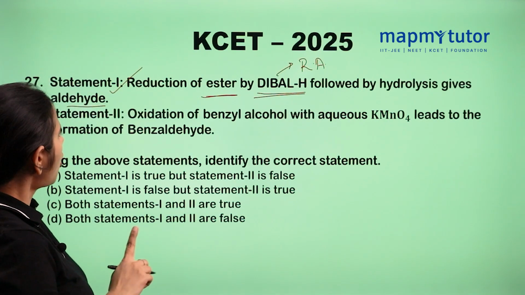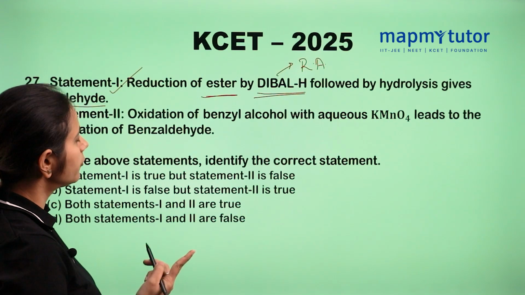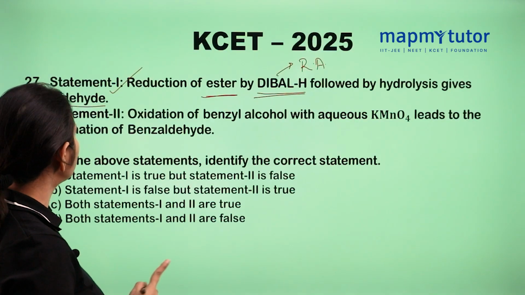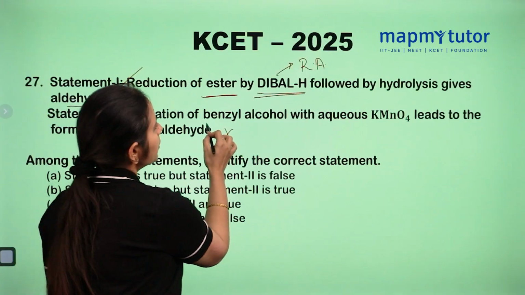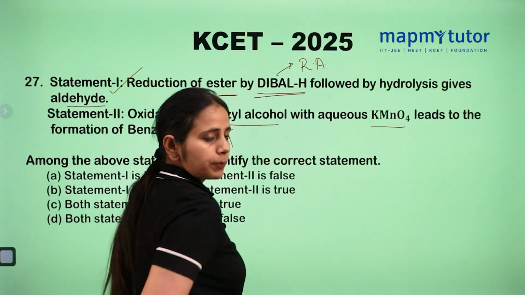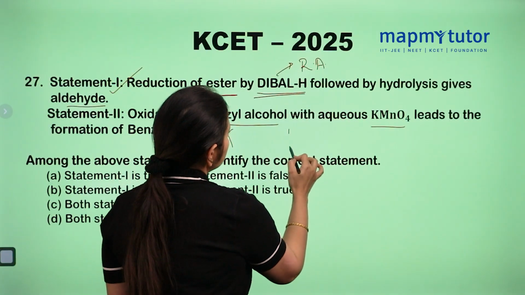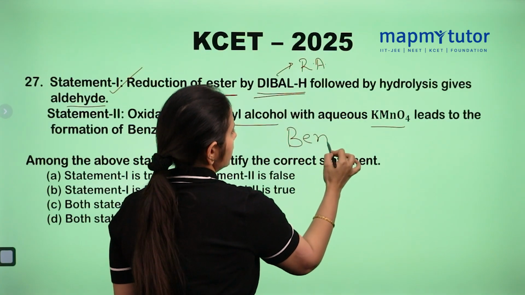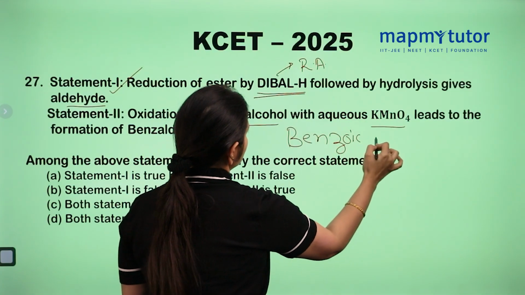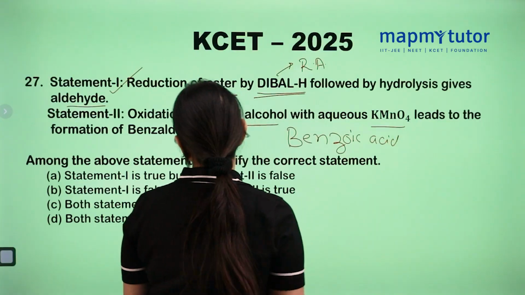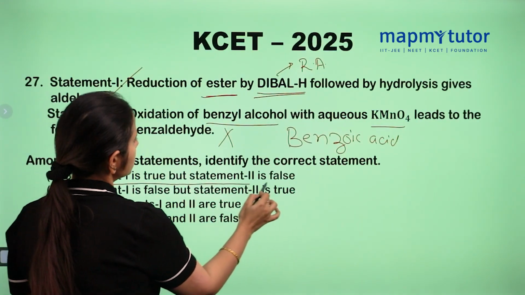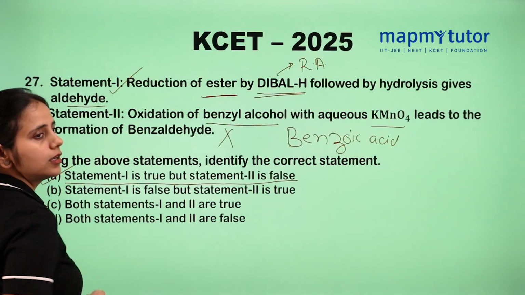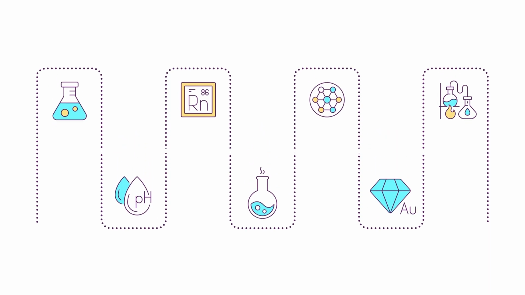Statement 2 says, oxidation of benzyl alcohol with aqueous KMnO4 leads to the formation of benzaldehyde. No, this is not right. When we react benzyl alcohol with potassium permanganate, it will give benzoic acid, not benzaldehyde. So statement 1 is true, but statement 2 is false. So A is the right answer.